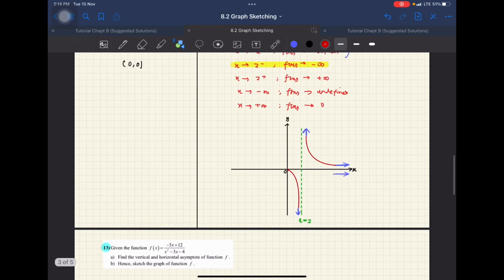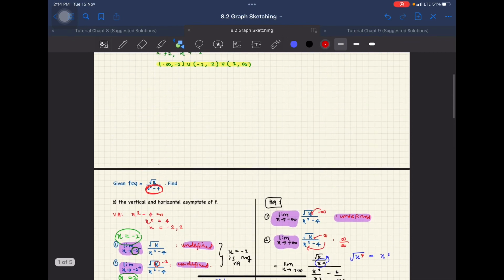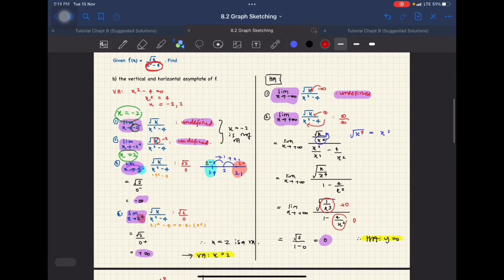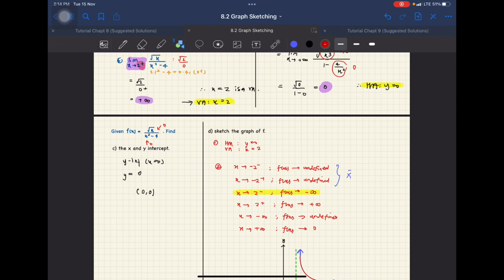Okay, so this is how the graph for f(x) looks like. Okay, so dia memang panjang sikit sebab dia start daripada domain and then awak kena sambung kepada vertical and horizontal and lastly awak kena buat x, y intercept and also sketching the graph.